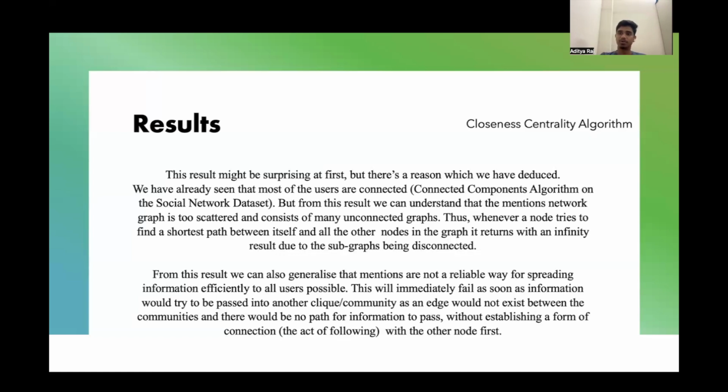So let's take an example of a person in the sport community who would like to spread something to somebody in the academic community. Since there is no link or edge between these two communities, no shortest path can be generated between those two nodes or users, therefore failing the spread of information from that person to another person in another community. So rather than mentioning, a person would first have to create some type of connection, which in this case on Twitter is the act of following, to actually create an edge first and then pass information from one node to another.